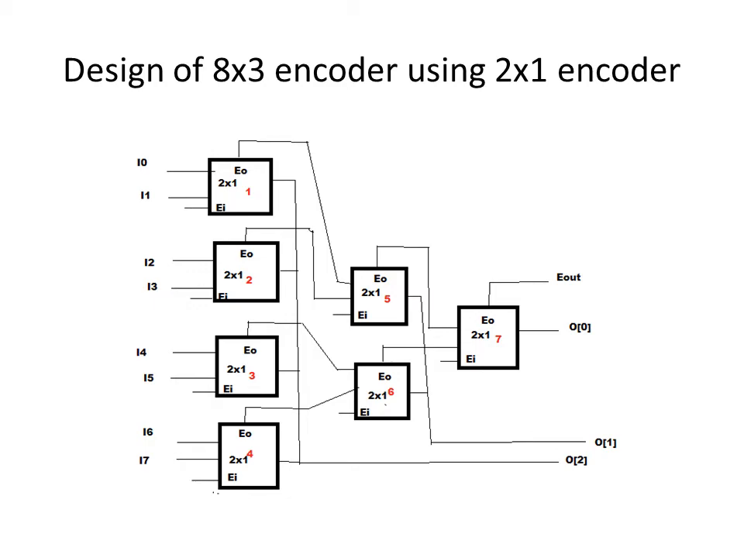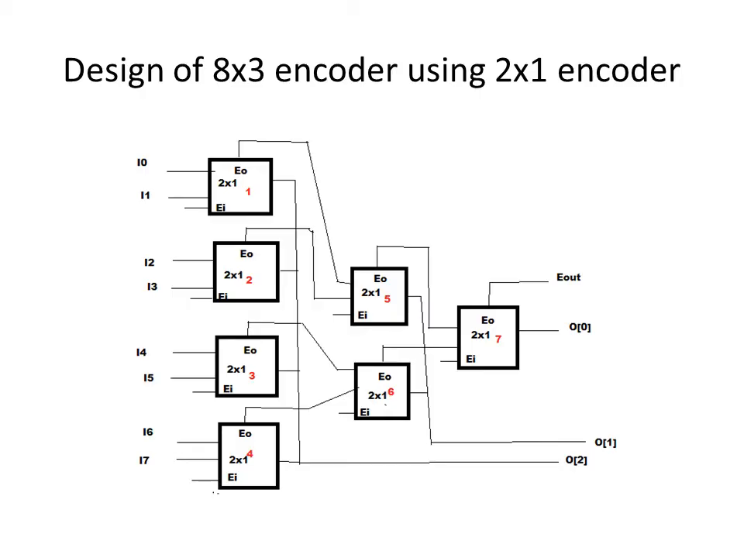I0 to I7 are the input signals. O0, O1, O2 are the output signals. We have to use 2x1 encoders. That is our condition. Now first we have to write the code for this 2x1 encoder. Here the 2x1 encoder has 2 input signals, 1 enable input and 1 output signal.